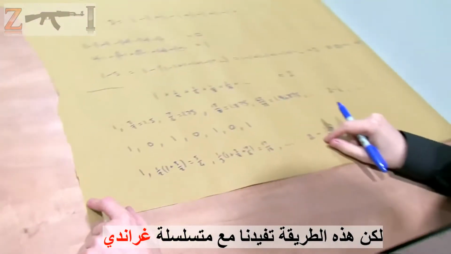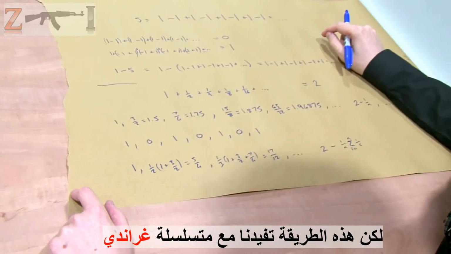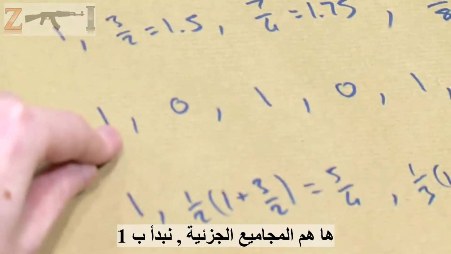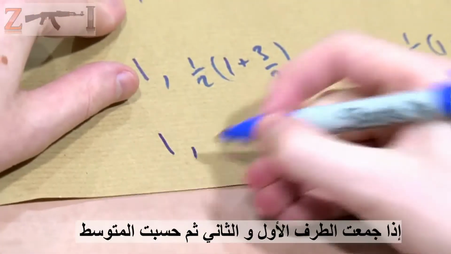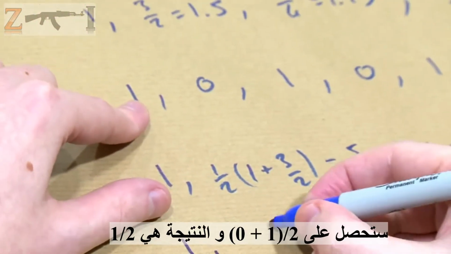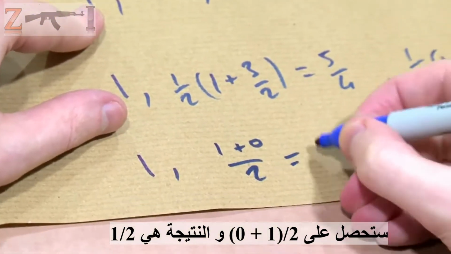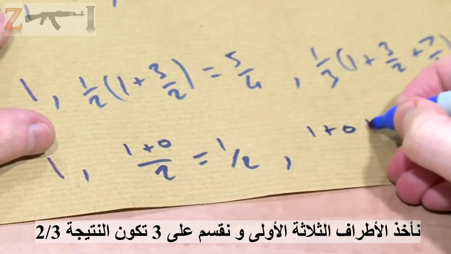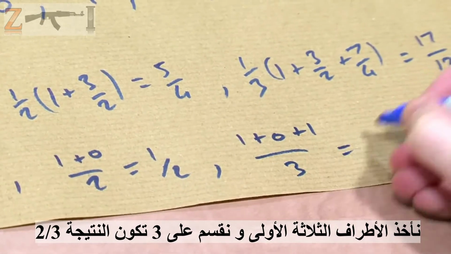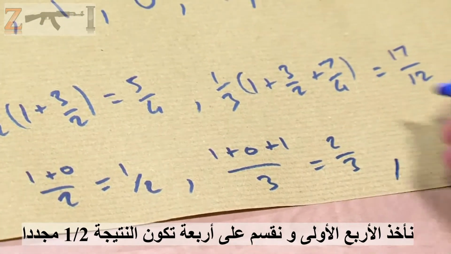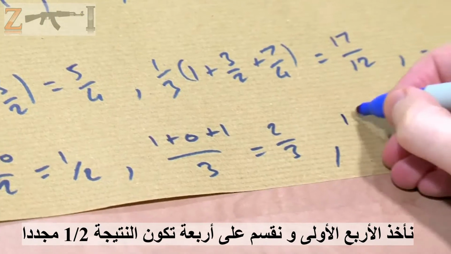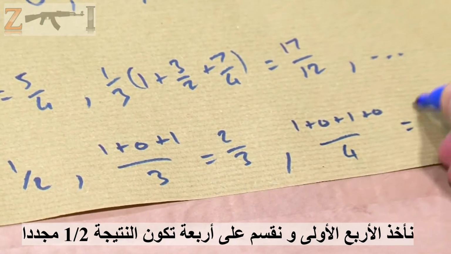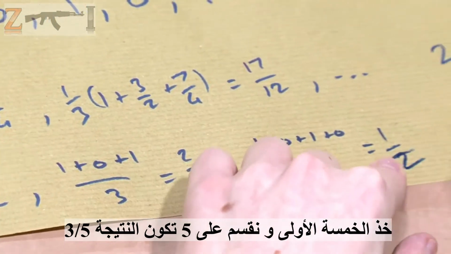But this method can be used with Grandi's series. Let's try it. We're averaging the partial sums. So those are the partial sums. We start with 1. Then if you average the first 2, you get 1 plus 0 divided by 2, which is a half. Take the first 3, and then divide by 3, gives me 2/3. Take the first 4, 1 plus 0 plus 1 plus 0, divide by 4. That's another half again, if I get that right.